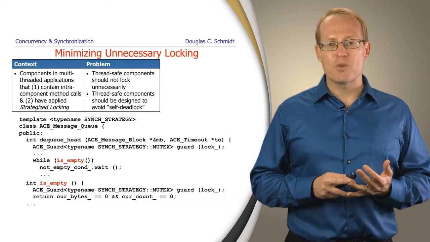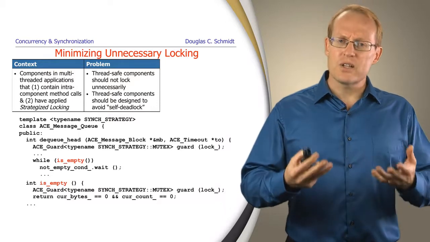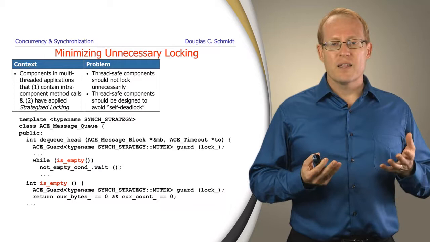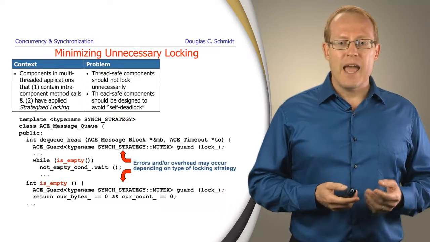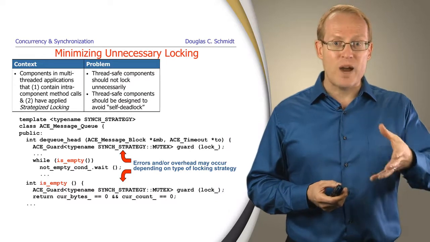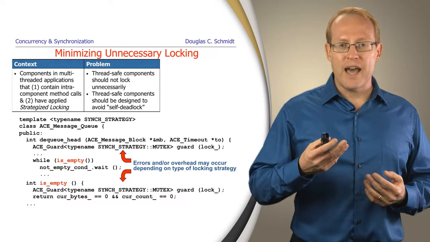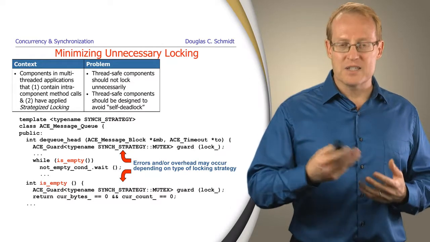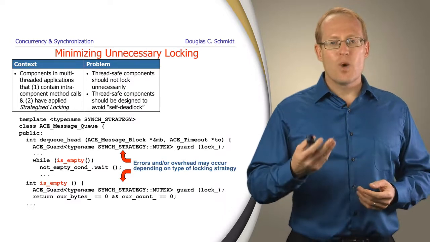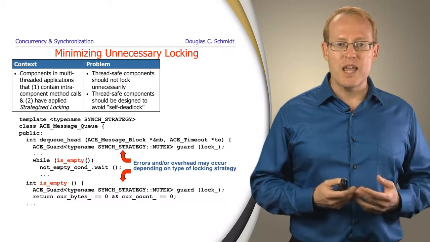And the second problem you have to watch out for is ending up with self-deadlock. So let's take a look and see how this might arise. Here we have an example where we've got the DQ head method, and depending on the type of lock that's strategized into the ACE message queue, you're either going to have extra overhead in this example, or you'll have self-deadlock.